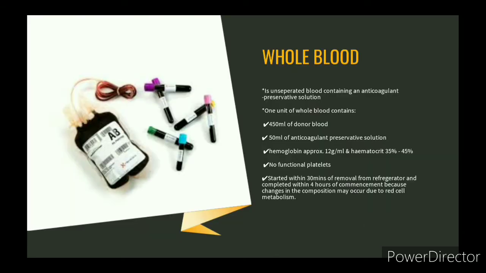The whole blood, what is the whole blood? Whole blood is the unseparated blood containing an anticoagulant preservative solution. Next, 1 unit of whole blood contains 450 ml of donor blood, 50 ml of anticoagulant preservative solution. Next is hemoglobin, approximately 12 g per ml, and hematocrit 35% to 45%.